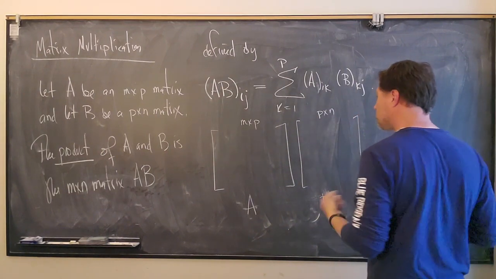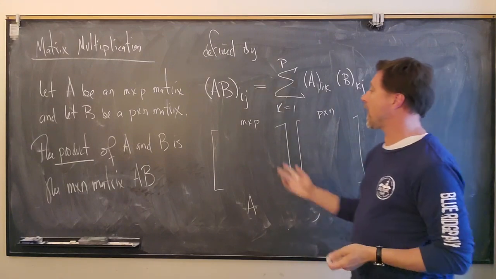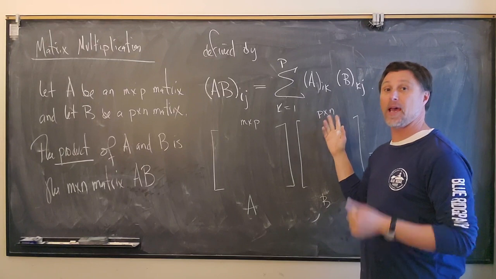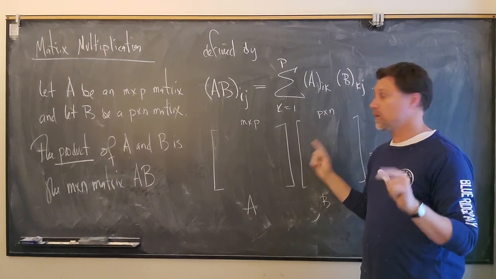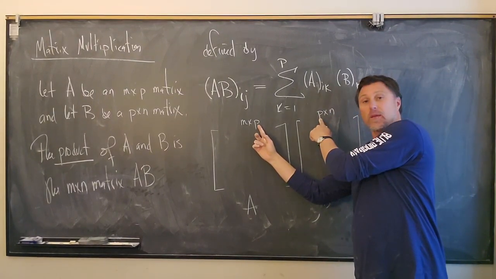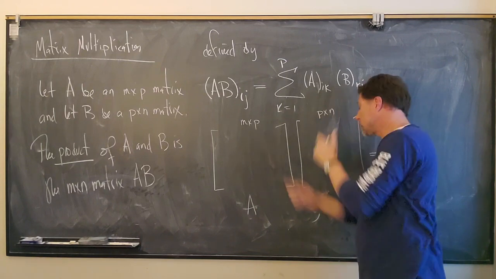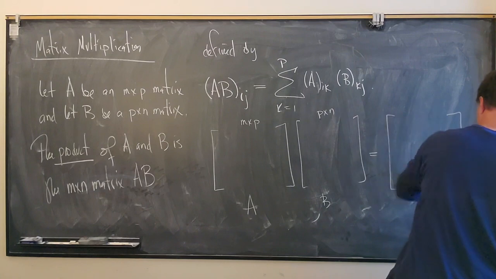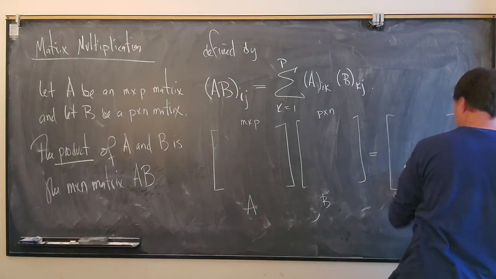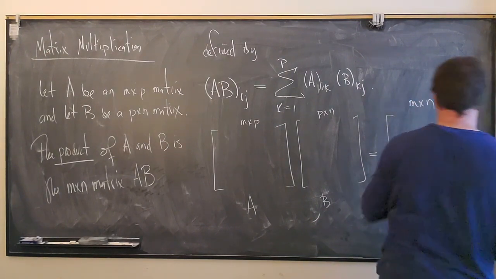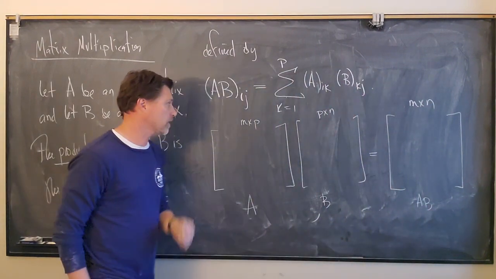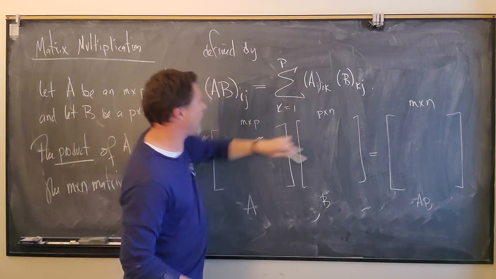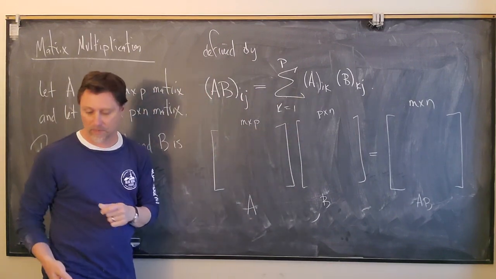And here's the thing to remember. When you have an M by P times a P by N, then you're allowed to multiply them. So you've got to have matching P's right here. And when you're done, what you end up with is the matrix A times B, and that matrix is an M by N matrix. The way I've always thought about it is the P's cancel out, and what you're left with is an M by N matrix.